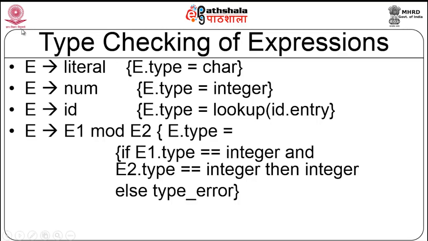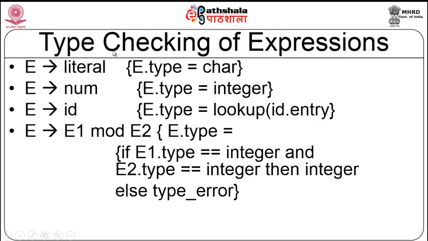Now how do I write semantic rules? So these are your semantic rules here. As we see, the semantic rules are based upon assigning attributes to your non-terminals, and the non-terminals can have attributes like type, place, value, address, etc. And here for type checking we are concerned about the type of the variable.